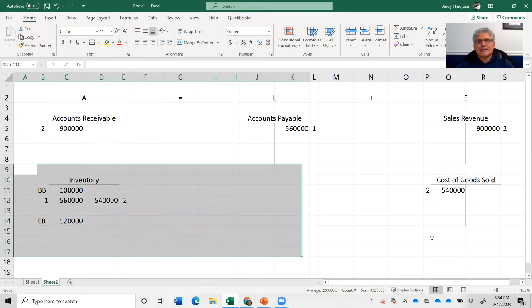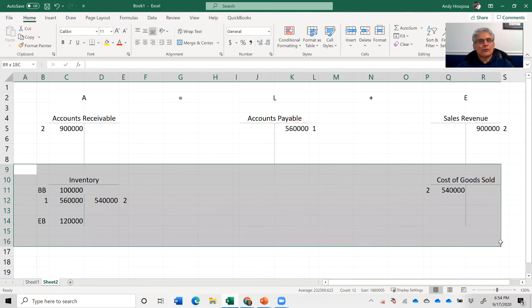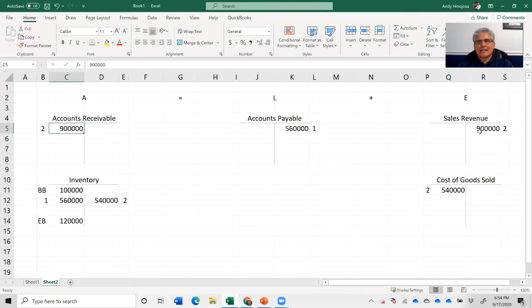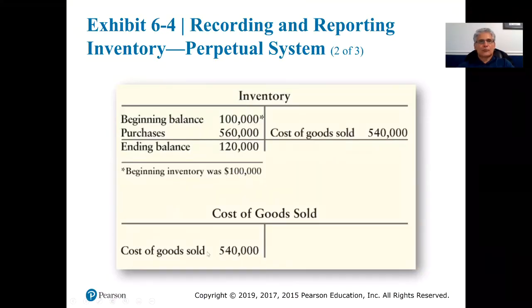Just remember that none of this has anything to do with what the sales price was. The sell price was all here. Accounts receivable, sales revenue. And this is what I drew up on the spreadsheet, so you can review that.